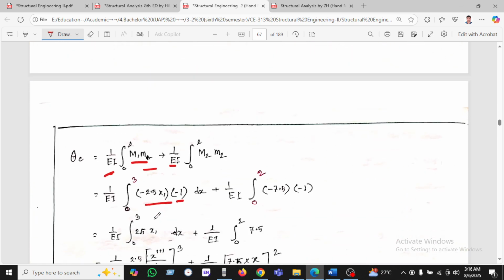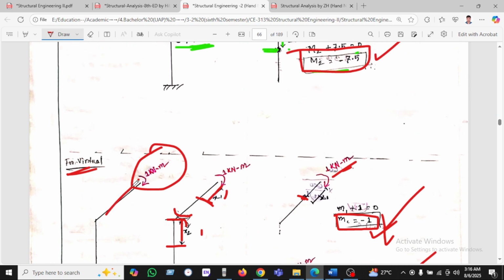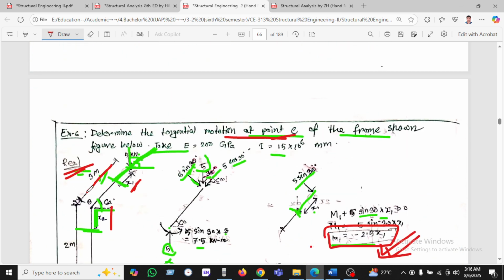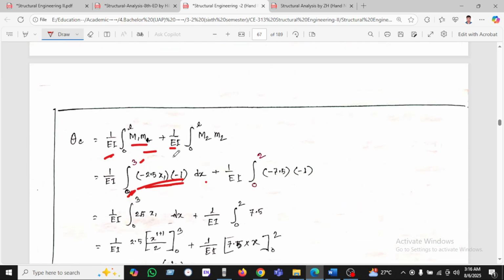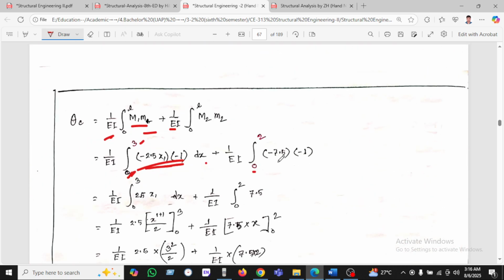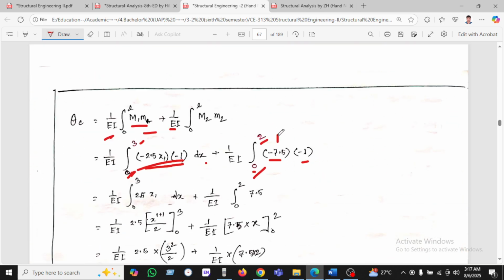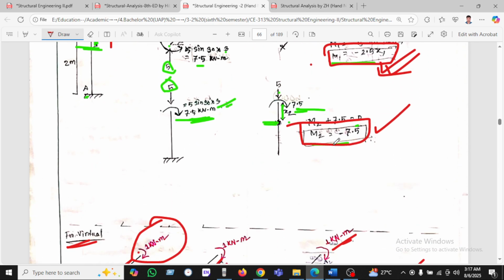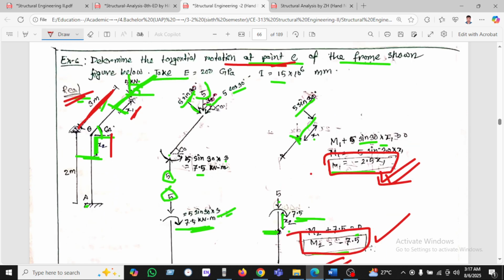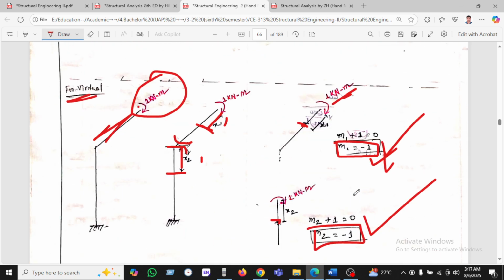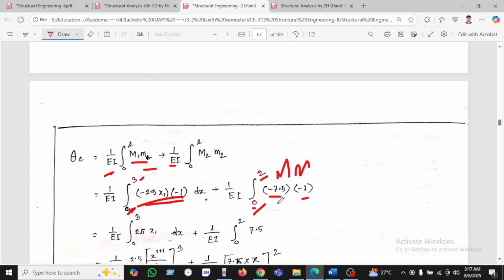So we are putting these values in the integral dx, where the limit will be 1 to 3. Why? Because this is this length. What is the length? This length is 2. And another one is 0 to 2, which is 7.5 times minus 1. This is the capital one and this is the small one. So capital M2 with 7.5 we have found. This is the 2 meter length. This is 7.5 and the other is minus 1. So that's why 7.5 into minus 1.